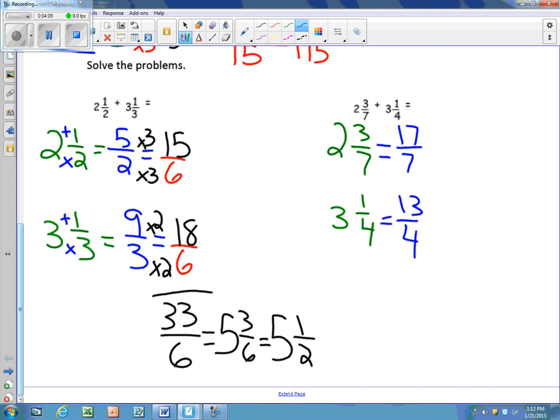Now I'm going to take these two numbers right here, and I'm going to find a common denominator. And the common denominator for these two is 28.